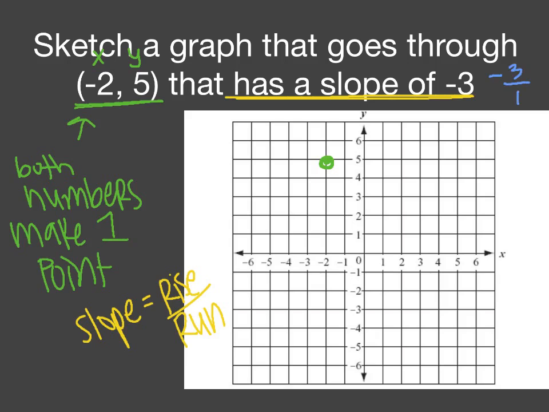So my rise is going to be -3, which means I'm going to go down 3, and I'm going to go to the right 1. So from this green point that we already have, I'm going to count down 3 and to the right 1. And then I'm going to count that again, down 3 and to the right 1. And one more time, down 3 and to the right 1. And now I can connect all of these points to make a line.